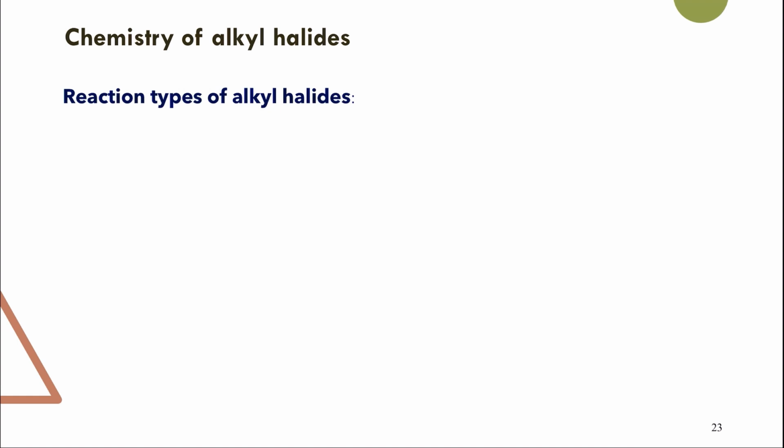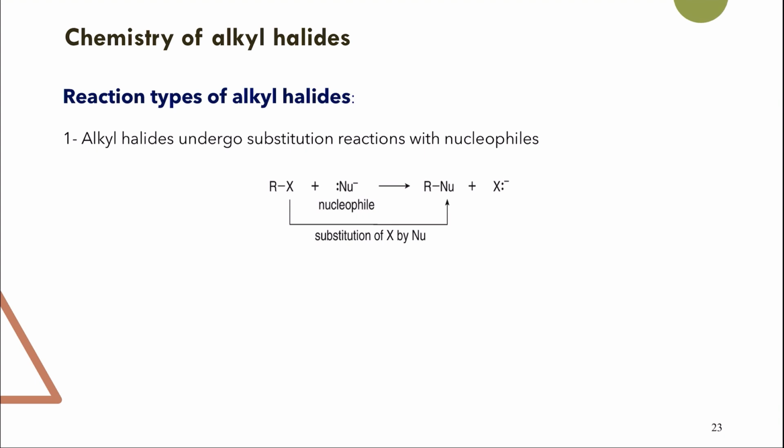Chemistry of the alkyl halide. There are two types of reactions that alkyl halides or halogen alkanes can undergo, and this is due to the polarizability of the nature of the bond between the carbon and the halogen or the halide. The first reaction is called the nucleophilic substitution reaction. So they undergo nucleophilic substitution with a nucleophile.